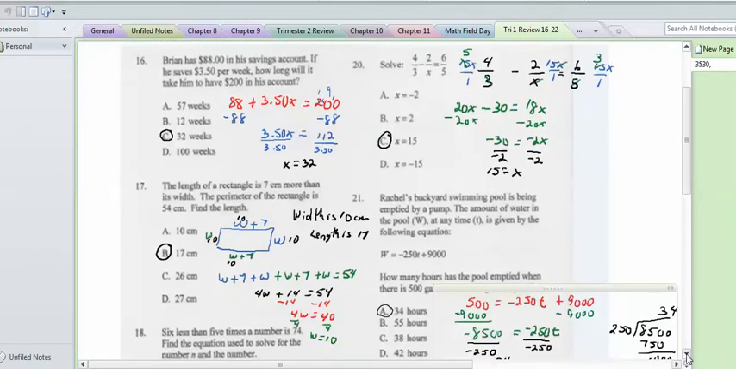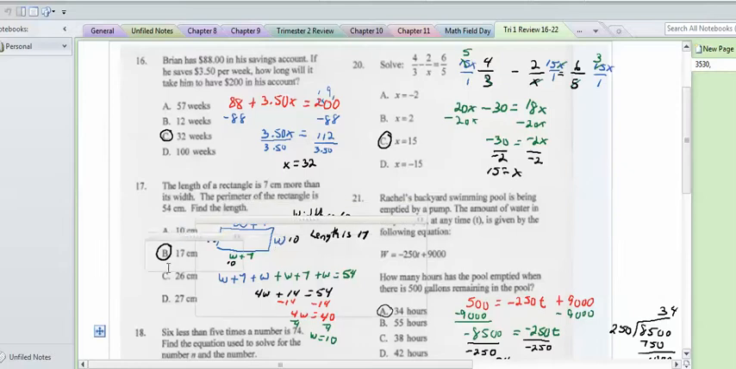Number 17, the length of a rectangle is 7 centimeters more than its width. So I say W is its width. I wish I could get rid of that. Okay, W is the width. Maybe I can just highlight, make it better. Right here. And so the length is 7 centimeters more than the width. So it's W plus 7.